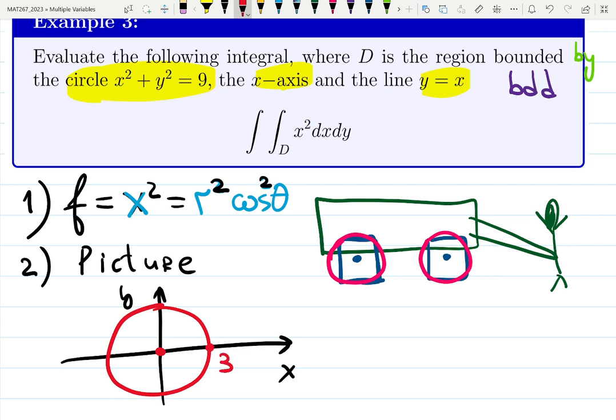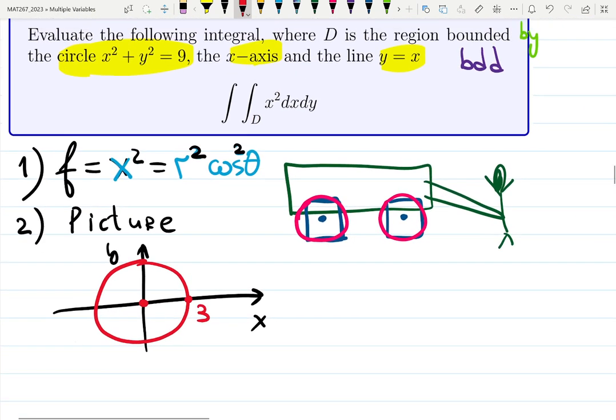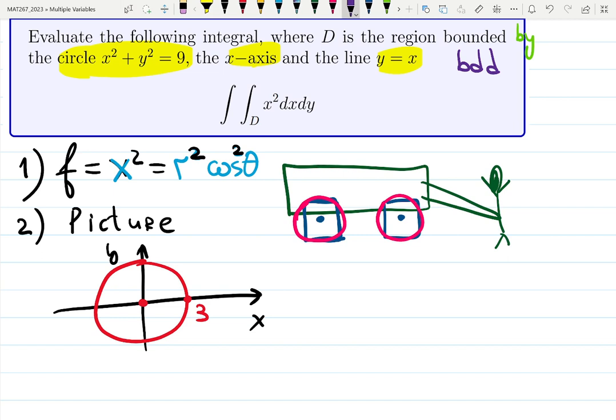So we got this part right away. But this time we don't want the whole circle. But let's first finish the graph. X-axis, that's this. This is the x-axis. In purple, let's draw the line y equals x. Grab your graphing calculators and graph y equals x. That is this line.